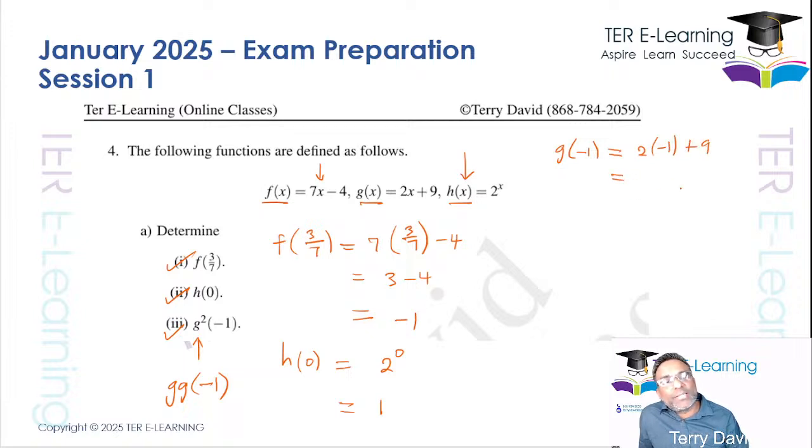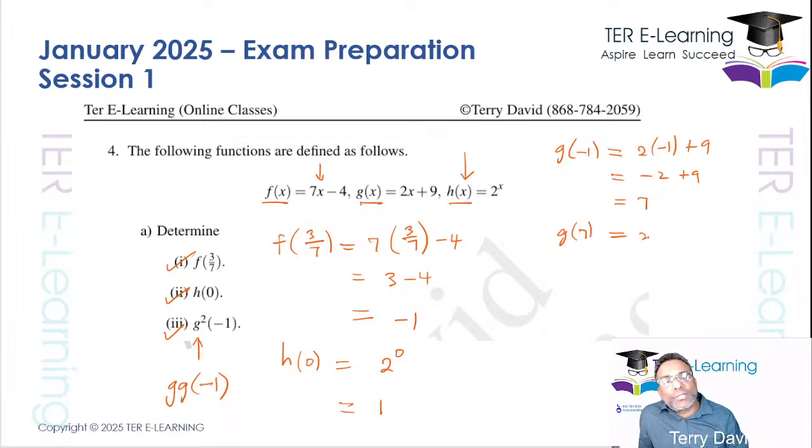So 2 by -1 will give me -2 plus 9, and you're going to get 7. Now, we're not going to take the 7 and square it. Please note that's not what we're going to do. What I'm going to do now is take that 7 and plug it back into the function. So you're going to work out g of 7 now.